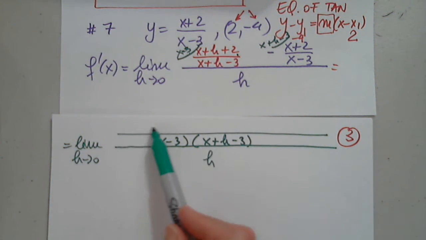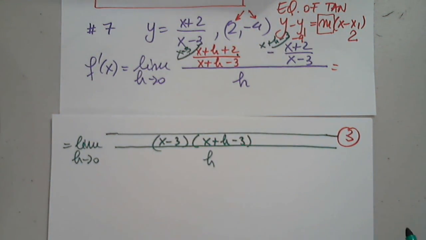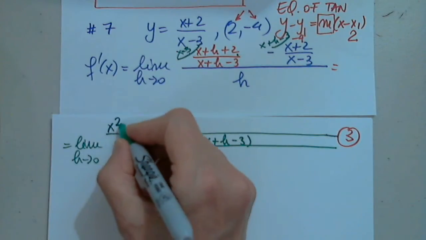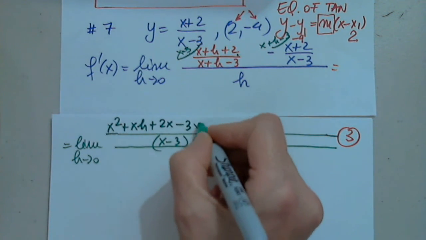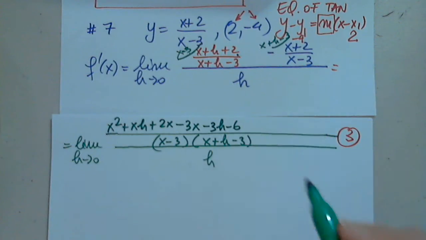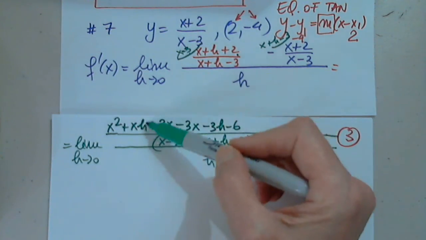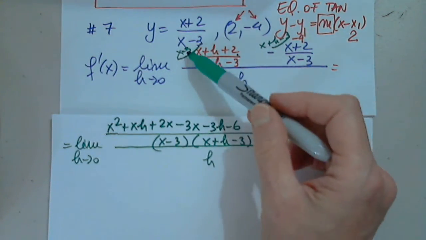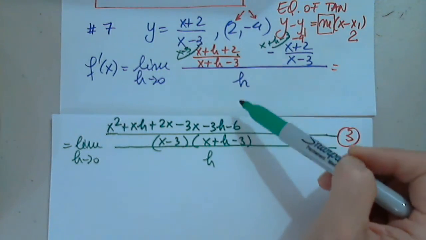I have 6 terms to write, and as you know, I will always run out of room. There is no secret there. So x squared plus xh plus 2x minus 3x minus 3h minus 6. 6 terms. X times x, x times h, x times 2, negative 3 times x, negative 3 times h, negative 3 times 2.